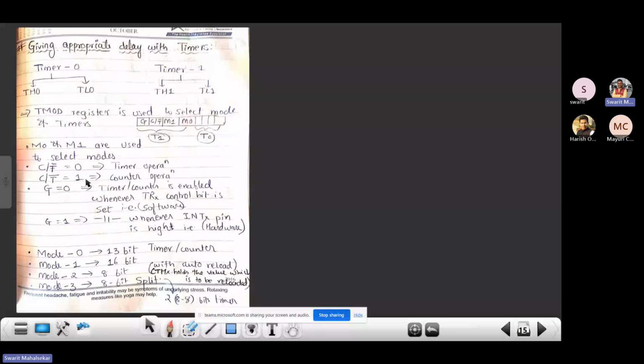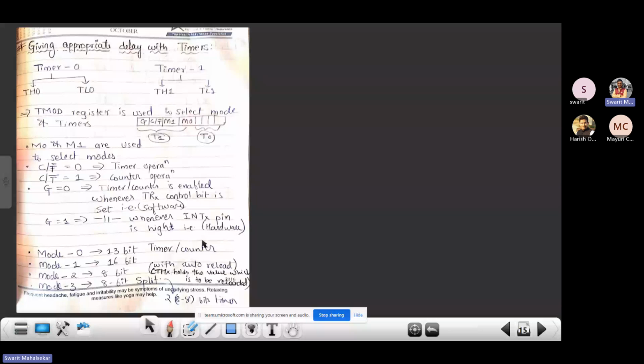And gate is 0, so timer and counter is enabled whenever the TRx control bit is set by software. So basically we are enabling these bits, the C/T bar and the mode bits, with the help of software, so there is no need of gate. If you are using the hardware method, which I'm not discussing here, you need to make gate 1. As I had clearly written over here, this is the hardware method. And you see this is 13-bit mode 0, mode 1, mode 2, mode 3.